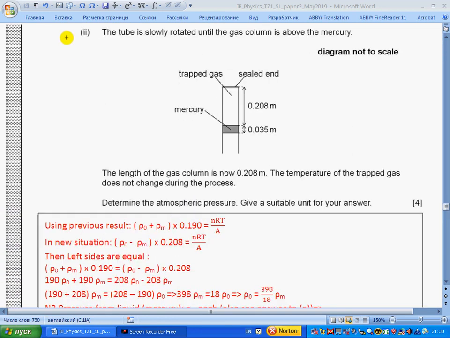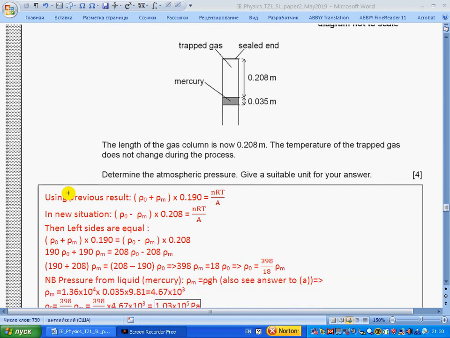The tube is slowly rotated until the gas column is above the mercury. The length of the gas column is now 0.208 m. The temperature of the trapped gas does not change during the process. Determine the atmospheric pressure. Give a suitable unit for your answer. We will work in SI units, so the answer will be in pascals.